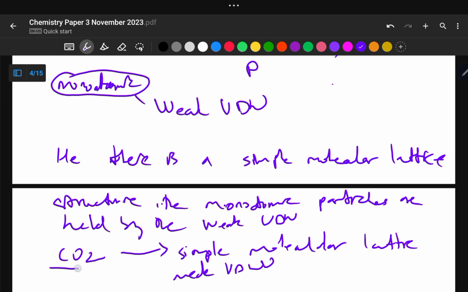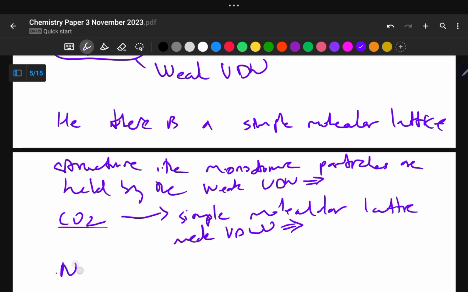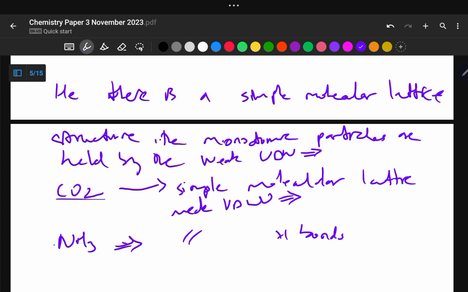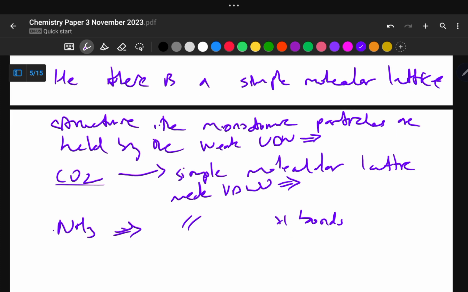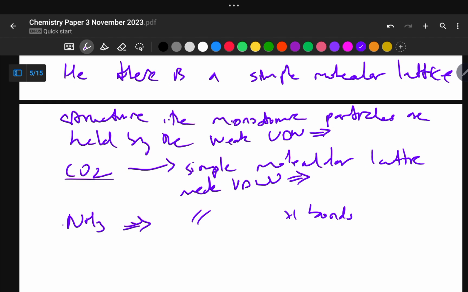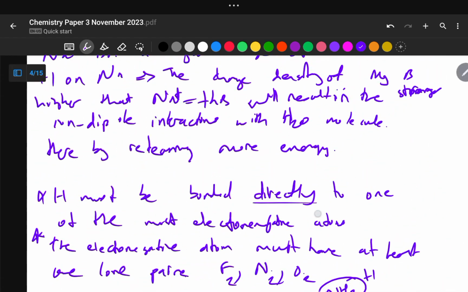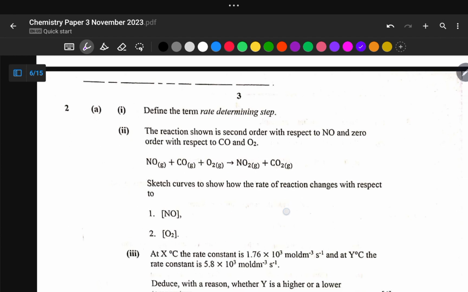But the van der Waals forces in carbon dioxide are much stronger than those in the small monoatomic particles in helium. So you have got weak van der Waals forces, and then you have got stronger van der Waals forces, causing carbon dioxide to deviate more from ideal behavior. And then for ammonia, we have a simple molecular lattice structure but with different forces. Here we've got hydrogen bonds as the intermolecular forces, thereby increasing the strength of the molecule, thereby causing it to deviate much from ideal behavior. So that is what you need to know for your explanation. So we are now moving on to the next part of the question, which is number 2.